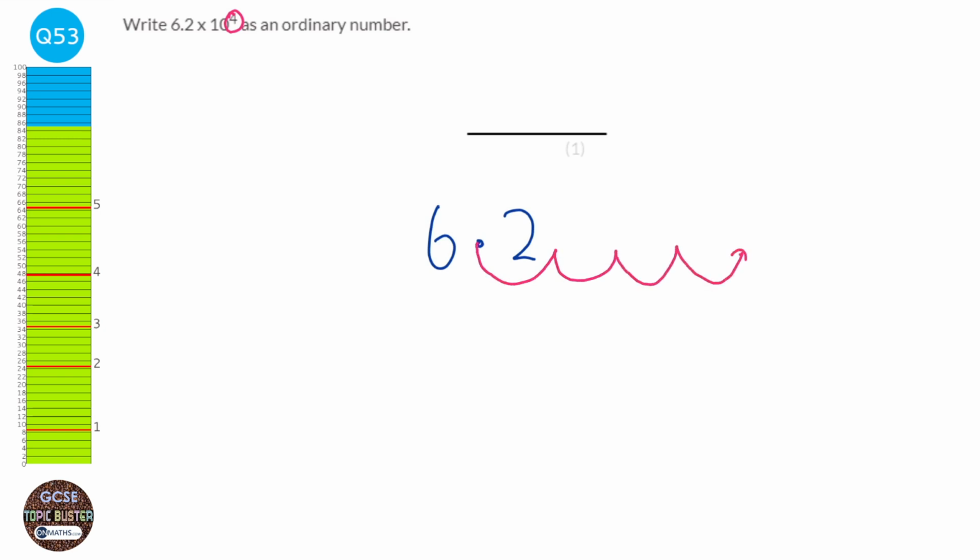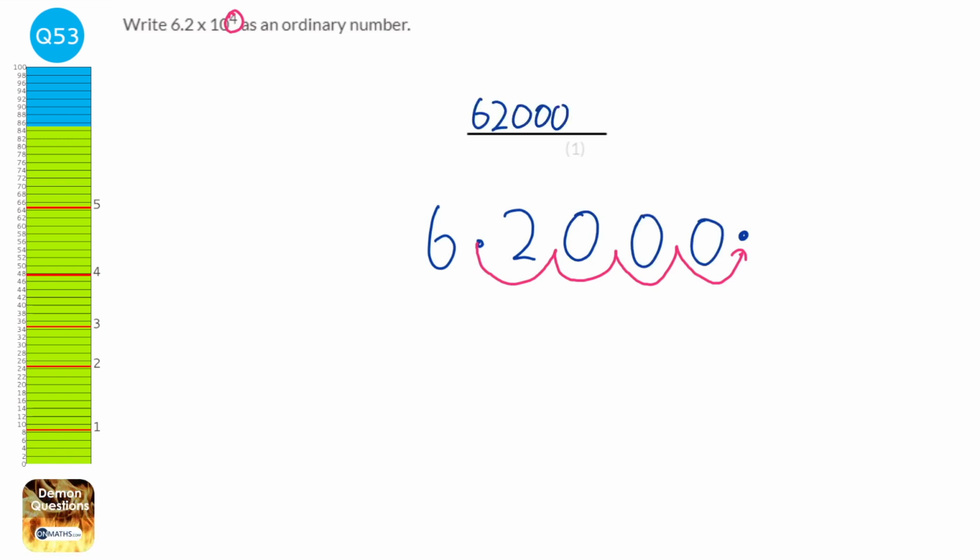So the decimal point is going to be here. And we're going to fill in the jumps with zeros. So 0, 0, 0. So our new number is going to be 62 with 3 zeros, or 62,000. Now it's important to realise that we're actually shifting the numbers, not the decimal point, but it's a lot easier to move the decimal point in our working out.